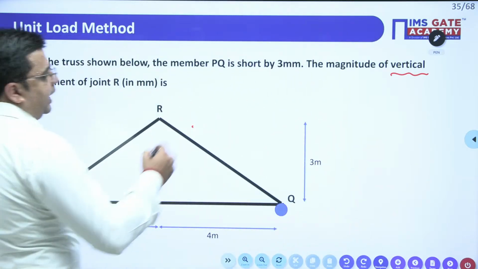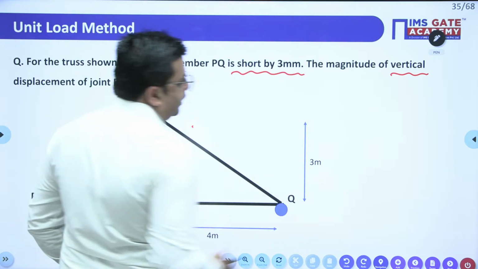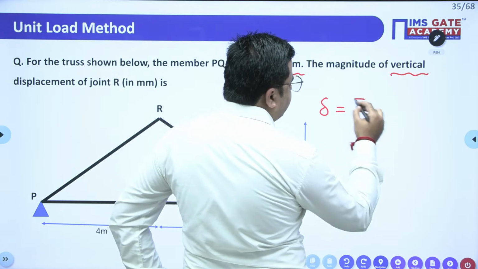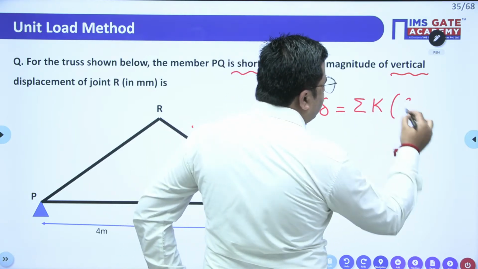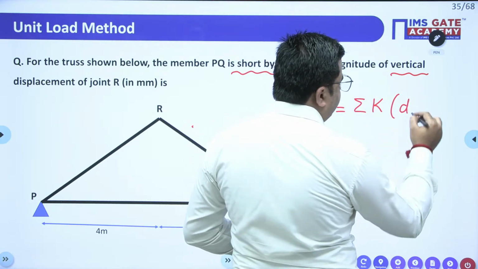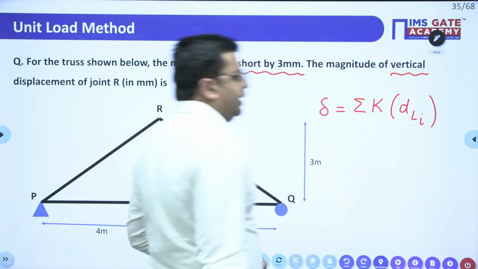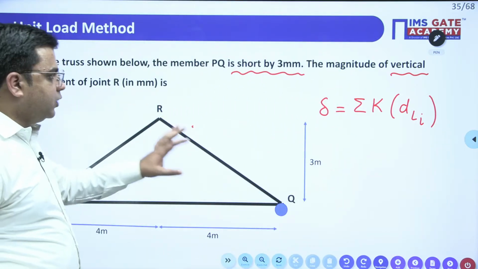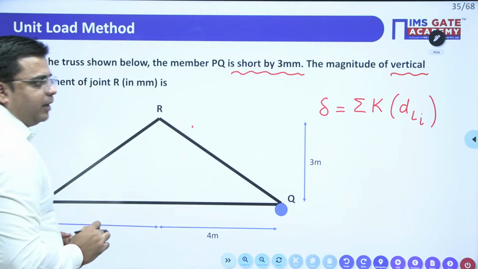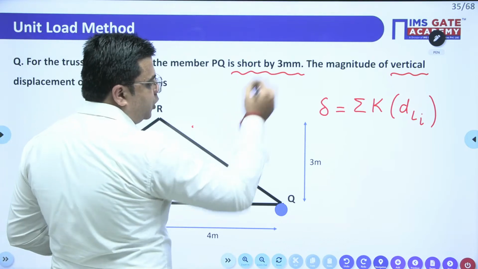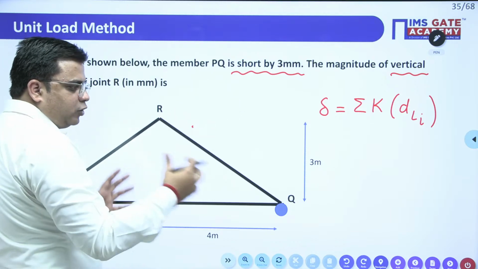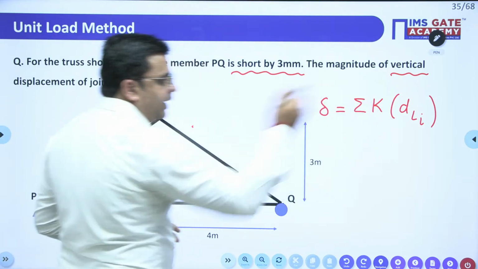Again, whenever we have lack of fit, the displacement delta is the summation of K into DLI, where DLI is the lack of fit of the member. For this question, only member PQ has a lack of fit, that is 3 mm. Whenever the member is short, this lack of fit is taken as negative, and whenever the member is too long, this lack of fit is taken as positive.